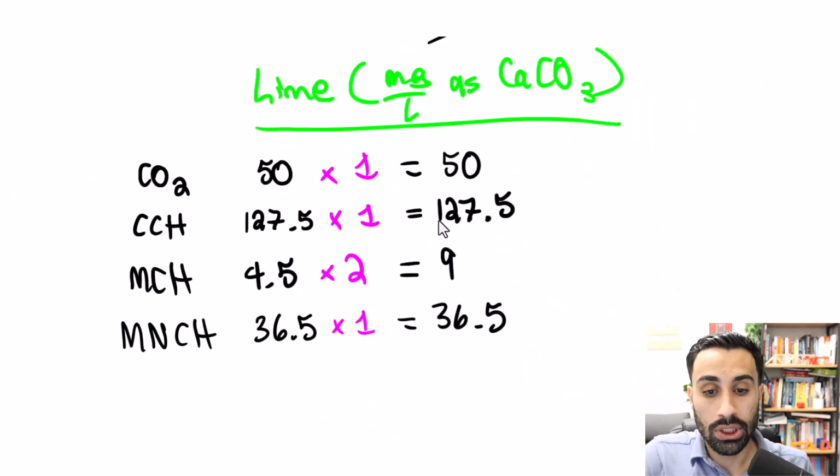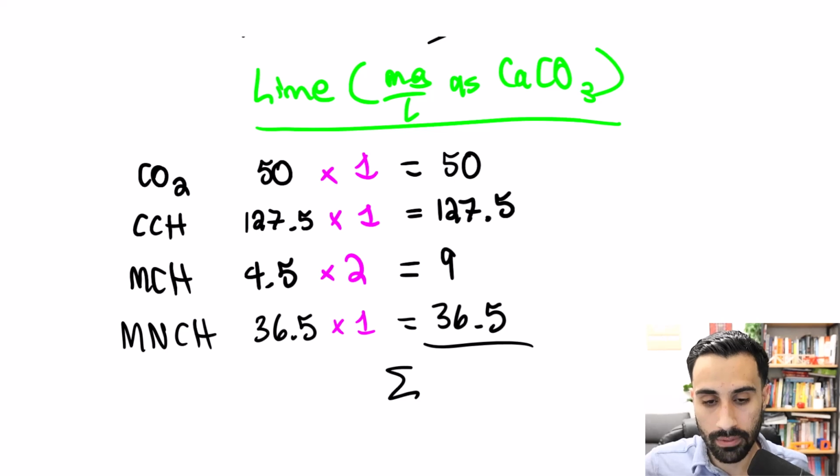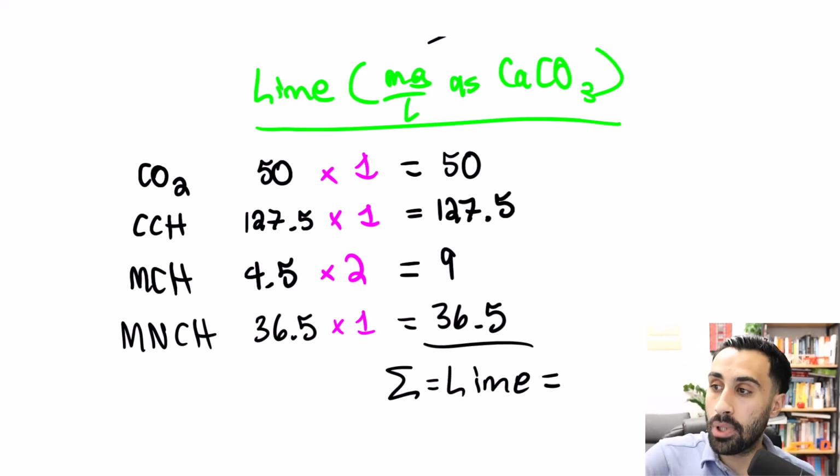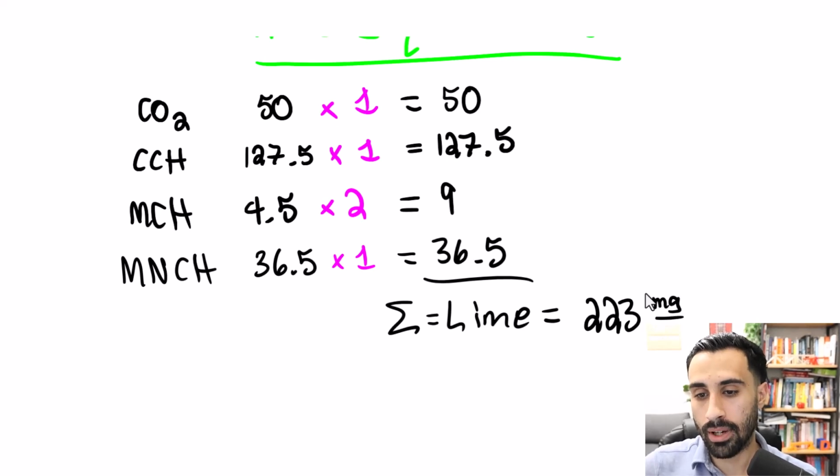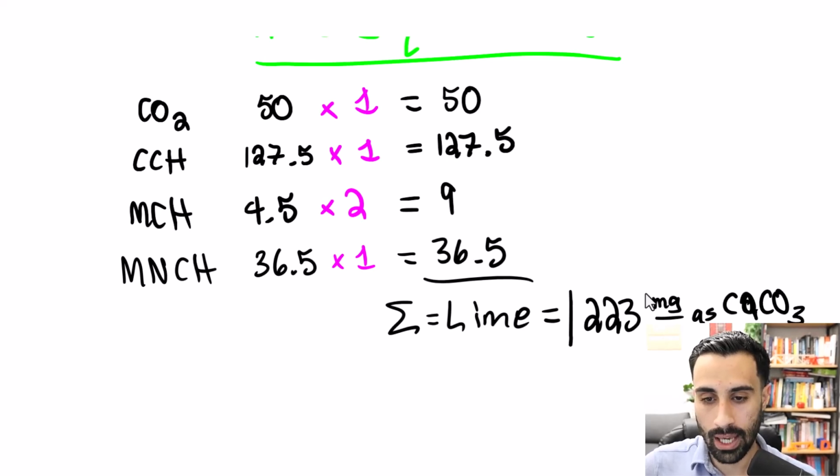So to finish this off, all we do is take the summation of all of these. This will equal the total lime that we need in milligram per liter as calcium carbonate: 50 plus 127.5 plus 9 plus 36.5. We get something very close to 223 milligram per liter as calcium carbonate for the answer. And that right there is how we do this.